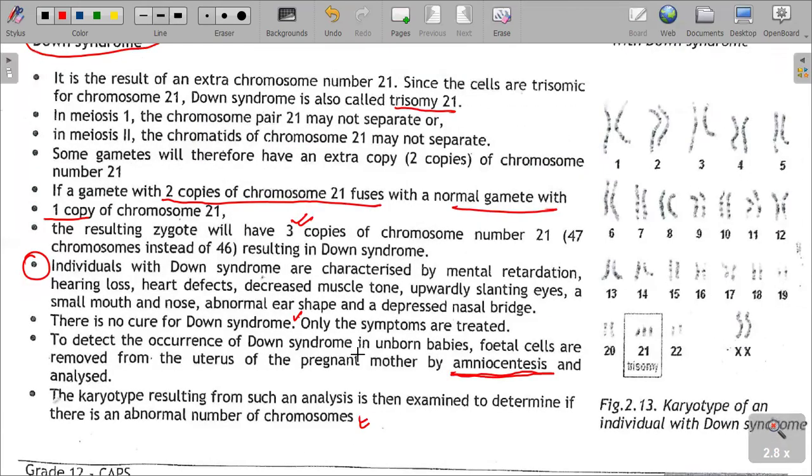With this in mind, I want you to know what a karyotype is. A karyotype is the structure and arrangement of an individual's chromosomes.